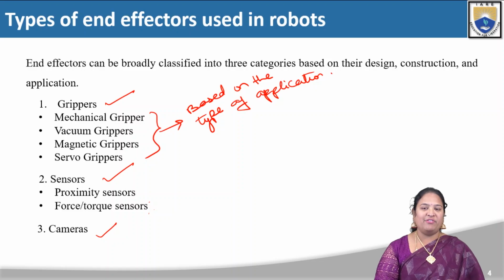For example, when we consider a force or torque sensor, this sensor will sense at what force it needs to hold that object and with what torque it needs to push that object. It will sense both the force and the torque, and accordingly it will move that object from one place to the other. If the robot does not have any form of sensing, then what happens? It will damage the product.